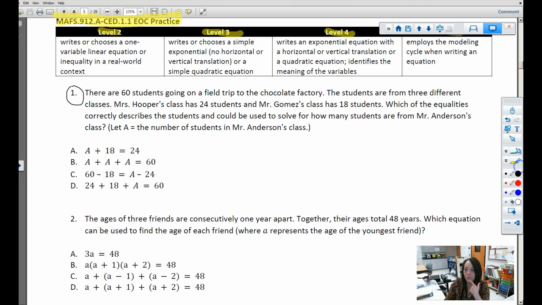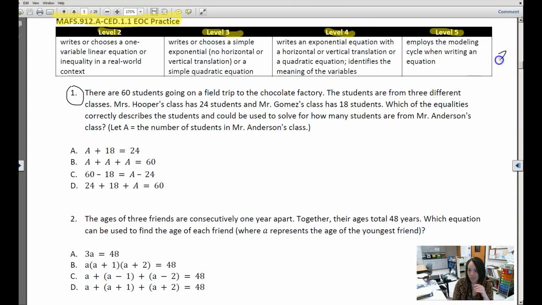So here we're going to start, like I said, with number 1. Make sure my pen is working up here. Very good. Okay, so it says here, there are 60 students going on a field trip to the chocolate factory. Yum. So we have 60 students. I'm going to put a box around that because it's a number. I'm probably going to have to pay attention to it. Okay? So these kids are going to the chocolate factory.